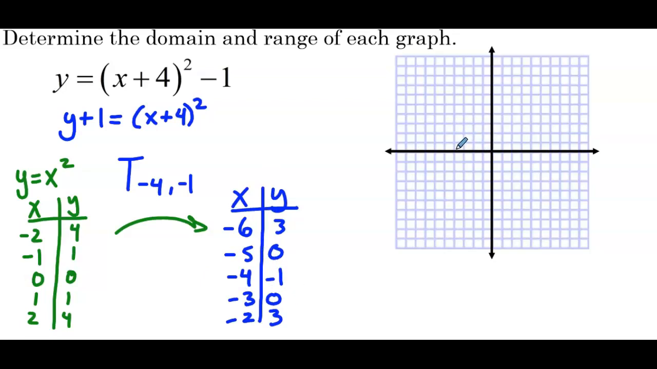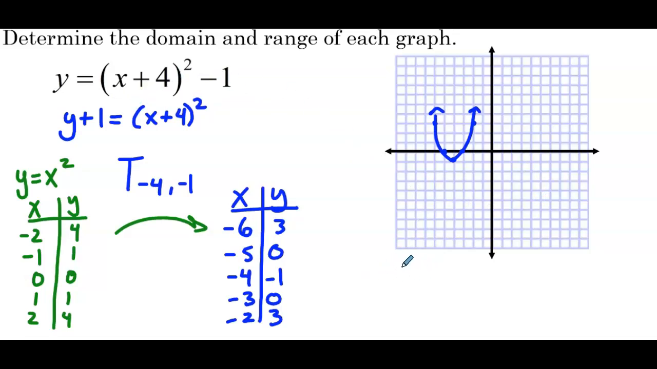So (-2, 3), (-3, 0), (-4, -1), (-5, 0) rather, (-6, 3). So we can take our points and we can create our parabolic curve. So there we have the graph of y equals the quantity x plus 4 squared minus 1.